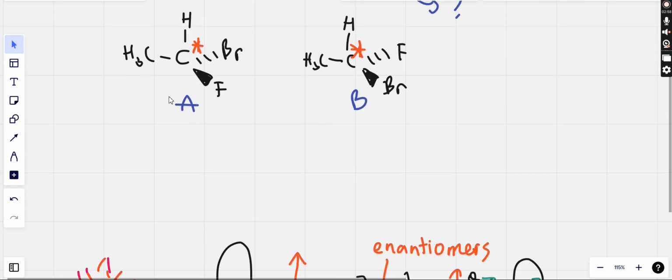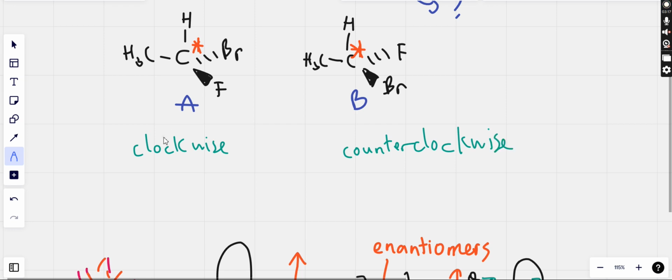For a pair of enantiomers, they rotate light in opposite directions, but in equal magnitude. So let's say if A rotates clockwise, then B will rotate counterclockwise. And usually for rotation, we assign a positive or negative sign to show that they are rotating in different directions, and they rotate in equal magnitude.